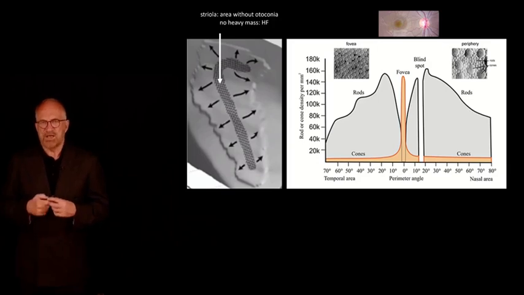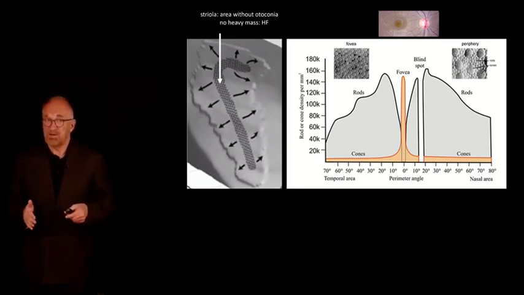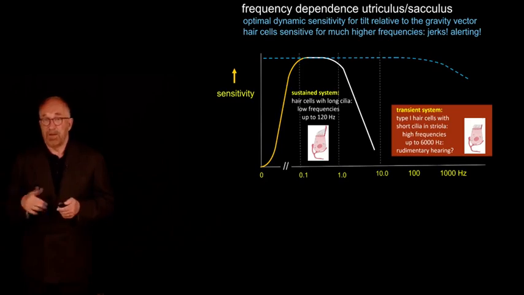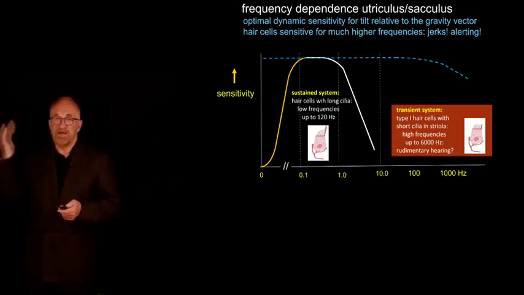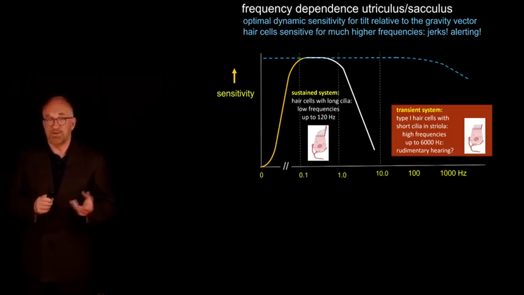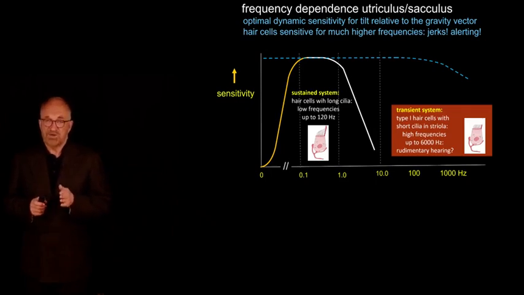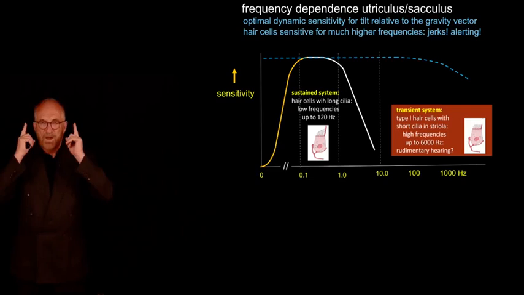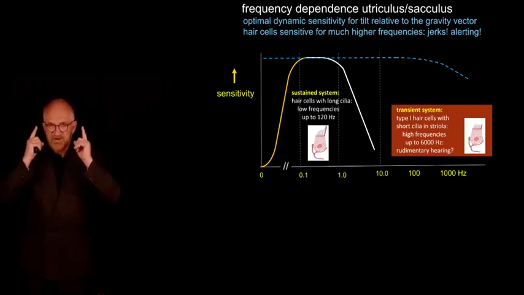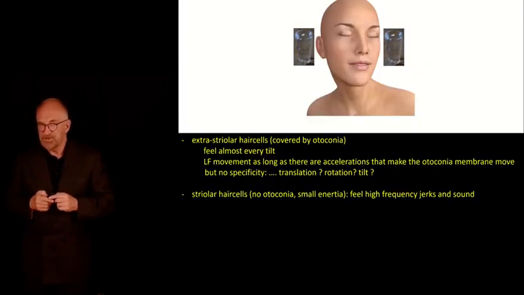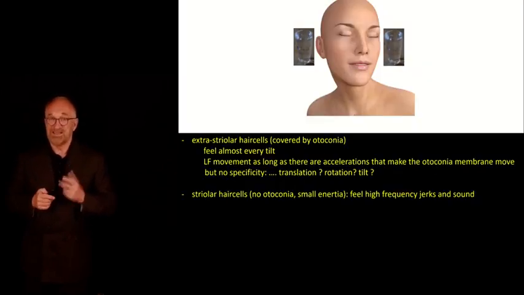So this sustained system is very much dependent on the mechanics of the labyrinth, and the membrane is very slow. Whereas the transient system you can stimulate very directly with high frequencies, like in vestibular evoked myogenic potentials, and you stimulate specifically this middle area, the striolar hair cells. Now you have these two systems on both sides, and they detect very precisely almost every tilt and translation, as long as they are dynamic.